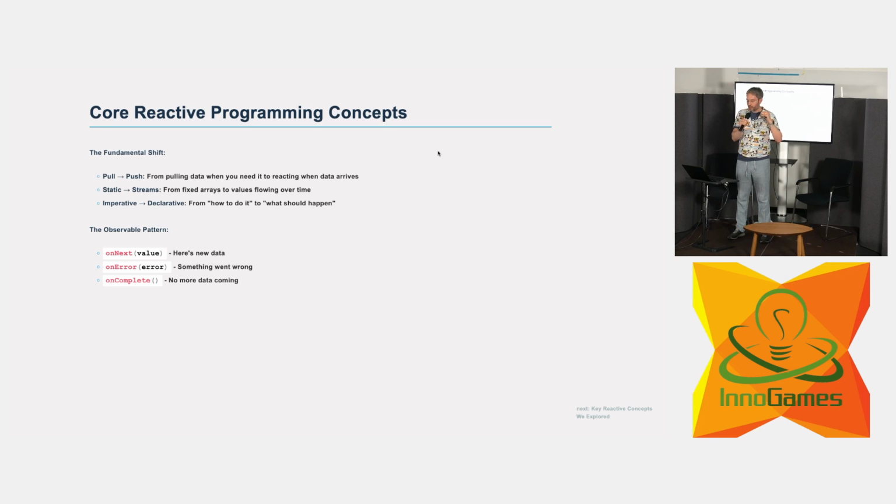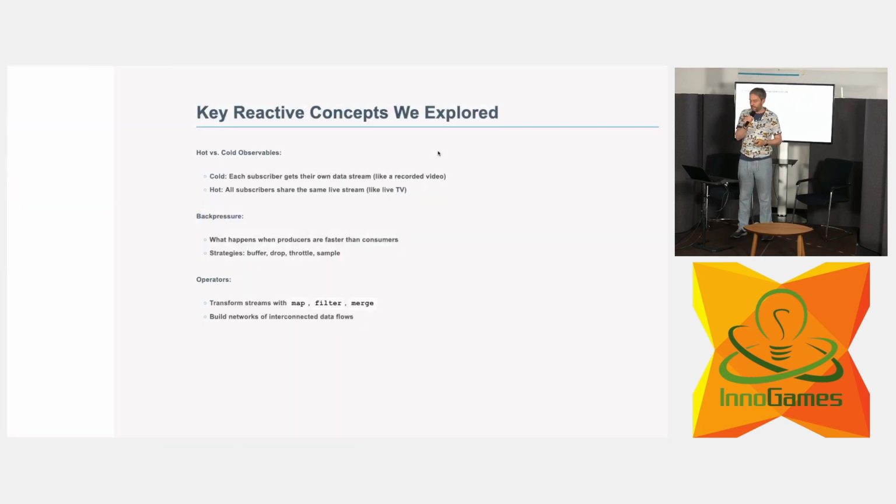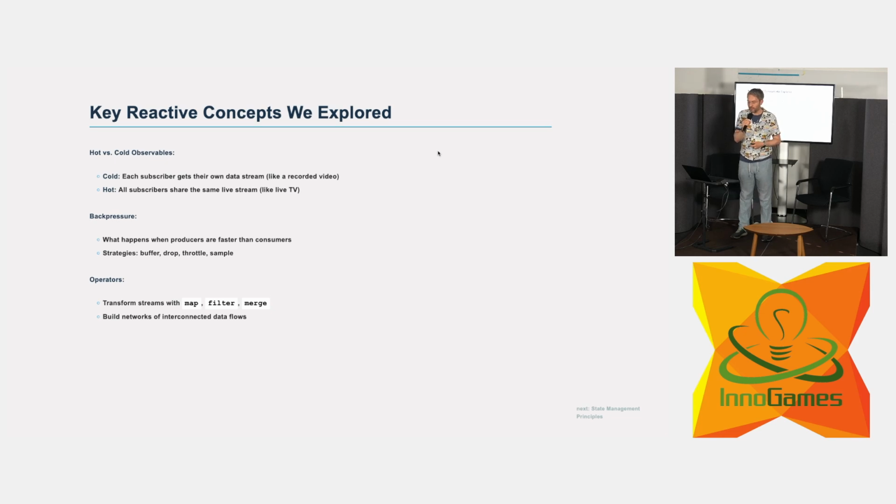So we just learned about the core reactive programming concepts. We talked about the fundamental shift from pull to push, from this static thing to streams, and thinking about values over time and changes. We also talked a bit about imperative and declarative, from how to do it to what should happen. And we talked about observables and these three functions to make them complete. We talked about hot and cold observables, and we saw back pressure and also had some back pressure mitigation going on. And then we looked into operators.